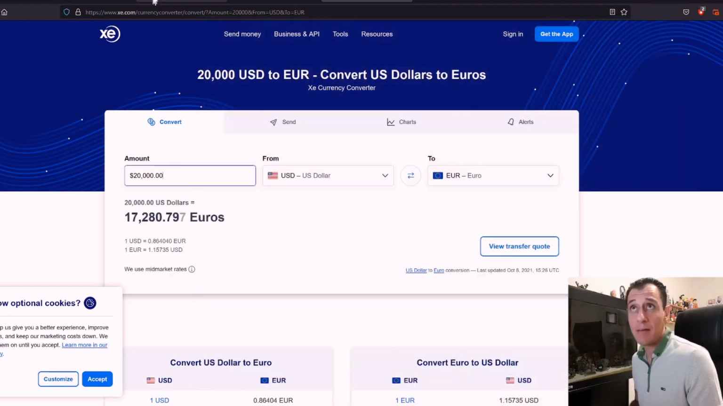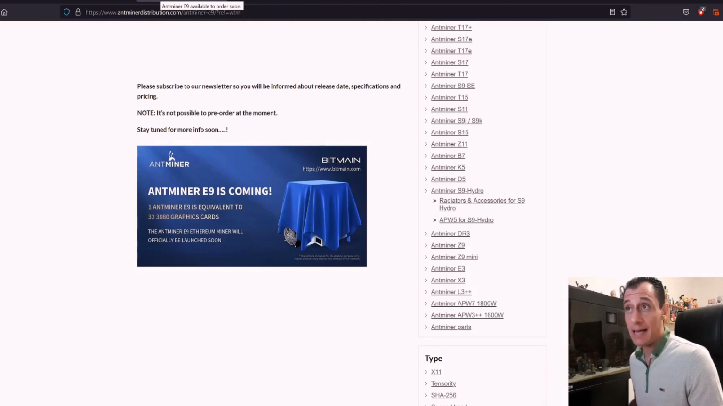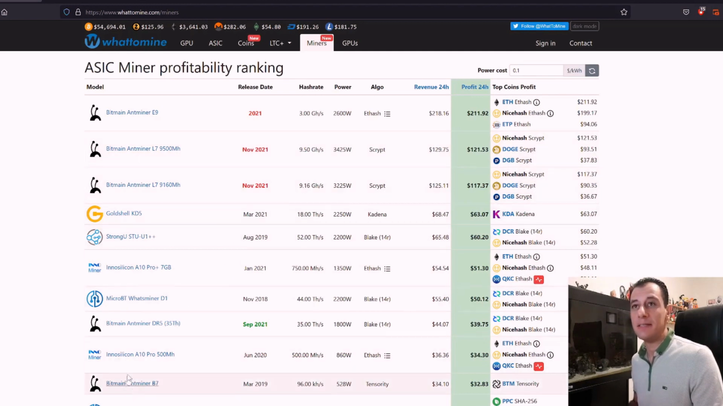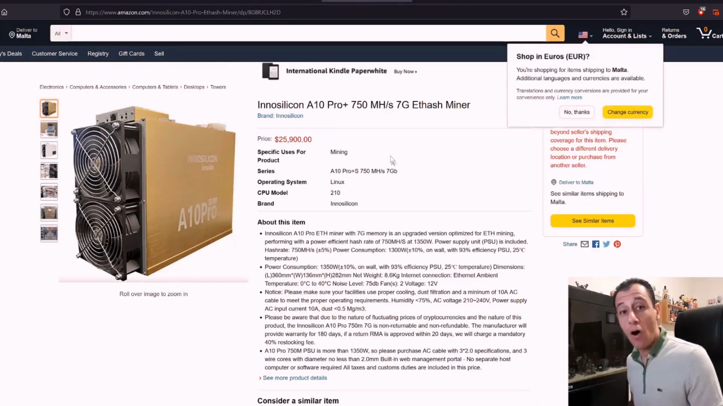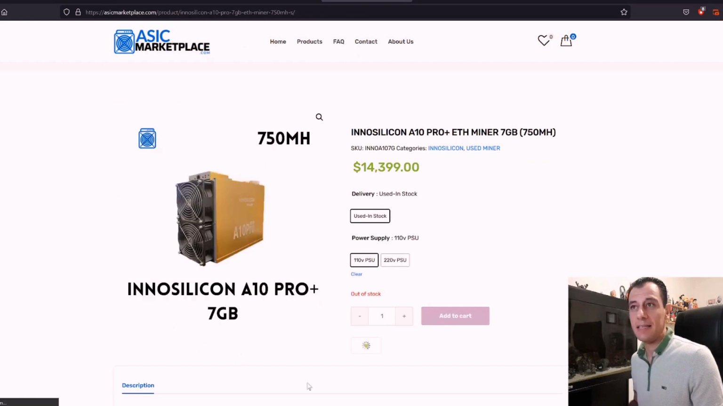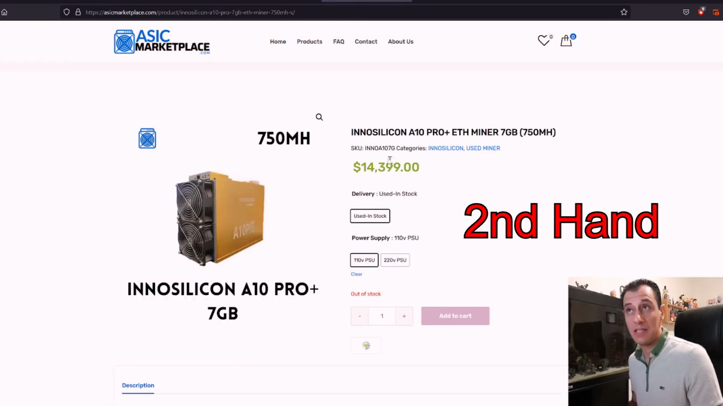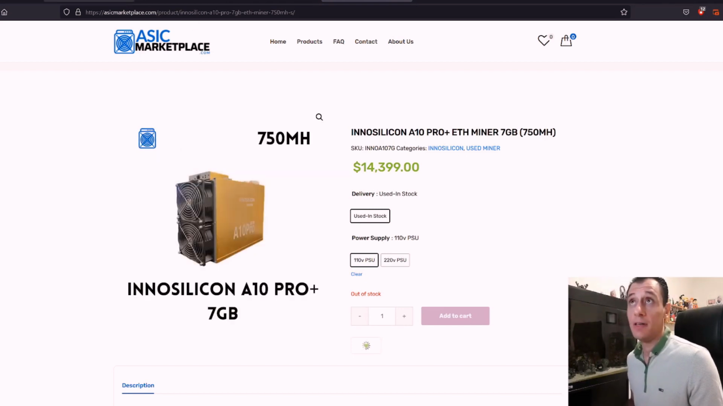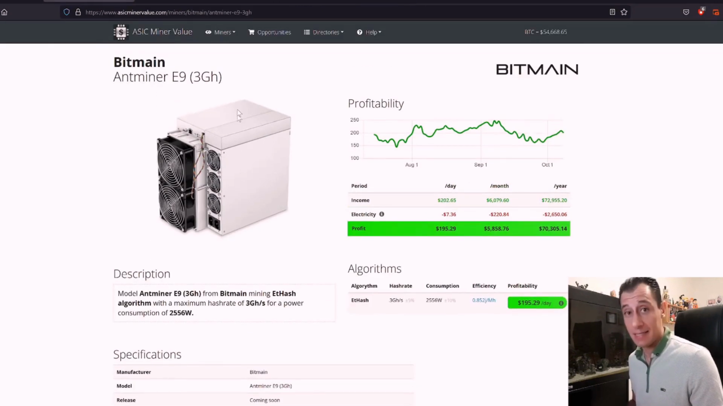Now, obviously, will I purchase this miner? It is quite expensive if it's going to be $20,000. I mean, if you see other miners, so for example, there is the Innosilicon A10 Pro Plus 7 gigabyte miner that came out at the start of this year, which mines at 750 megahash with 1,350 watts. And that miner on Amazon costs around $25,900. Obviously, if you're getting from a mining shop, it might be less. So here you can see that this costs $14,399. So I would expect nothing less than $20,000 minimum for the E9, the Antminer E9, when it does come out.